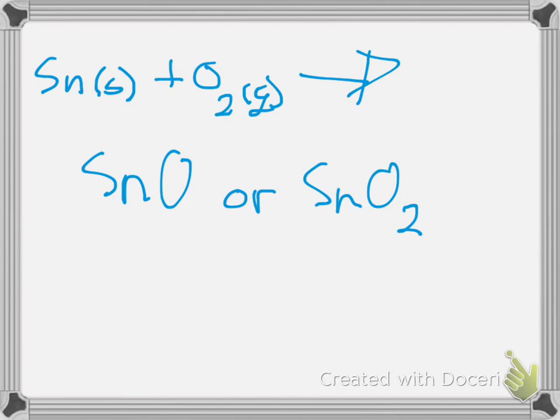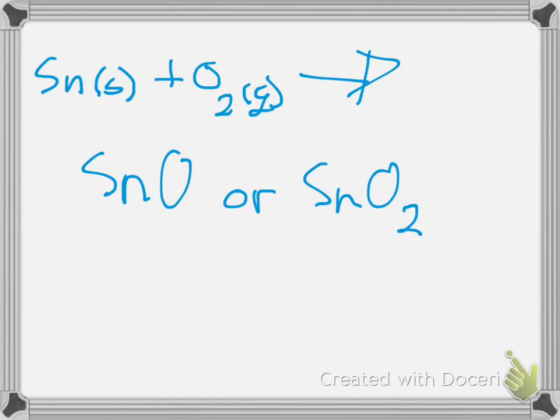Okay? So in the case where they're asking you to predict the products, you would want to list all possible products. So if the metal has the ability to form more than one oxide, you want to list all of them that it could form. Sound good?